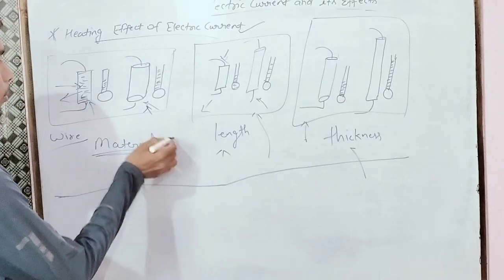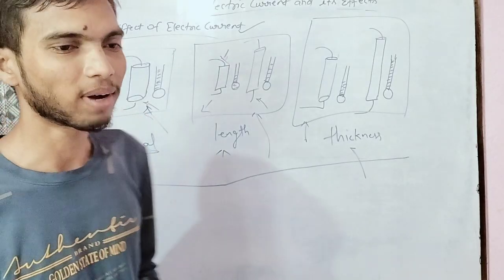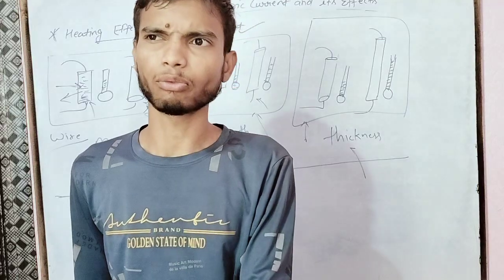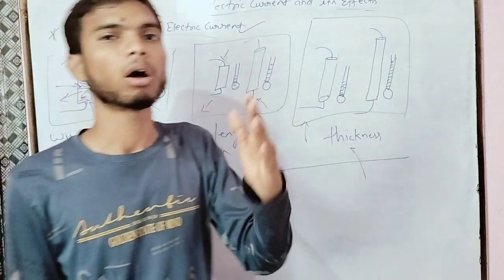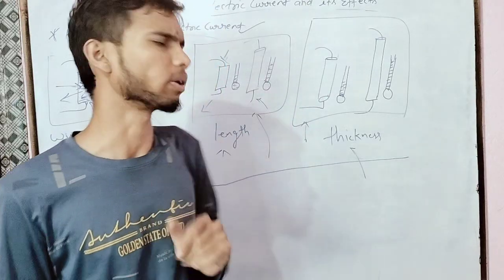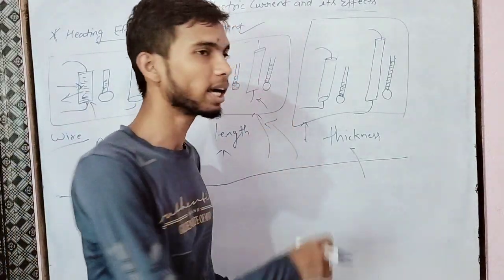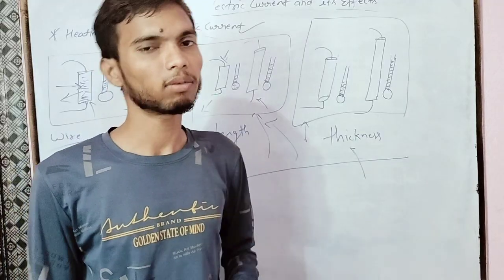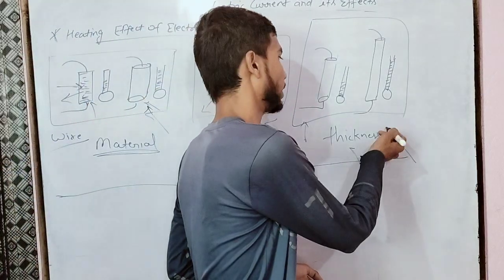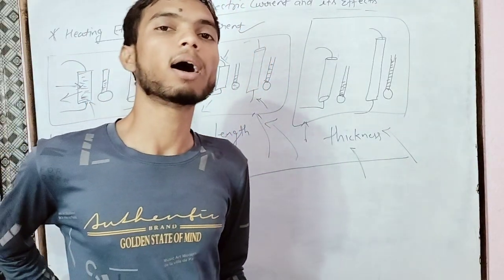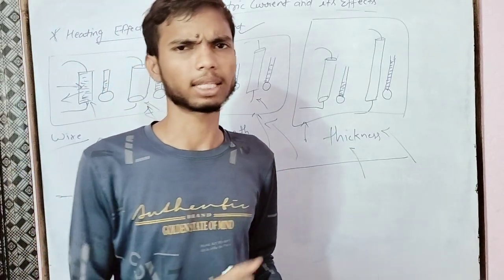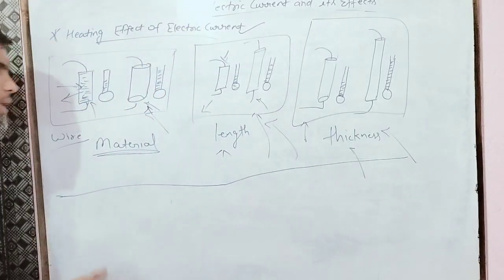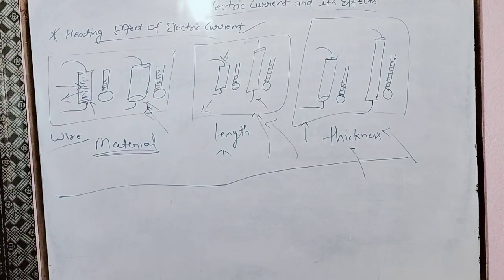If the material of the wire is a weak metal, then that wire will have more heating effect. If the length of the wire is more, then that wire will have more heating effect. If the thickness of the wire is very, very less, then that wire will have more heating effect. That is what we had to understand.